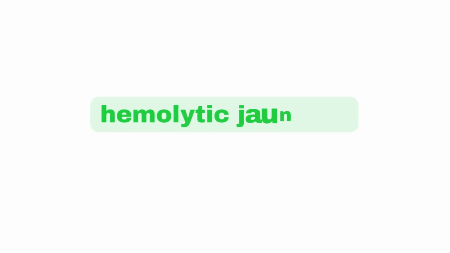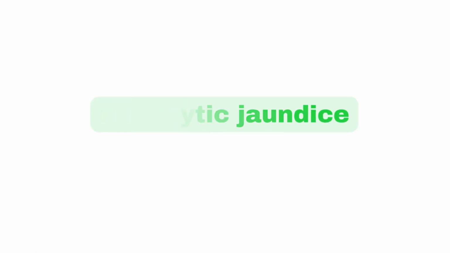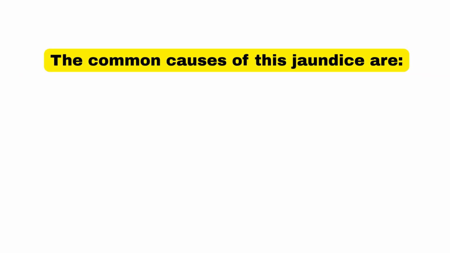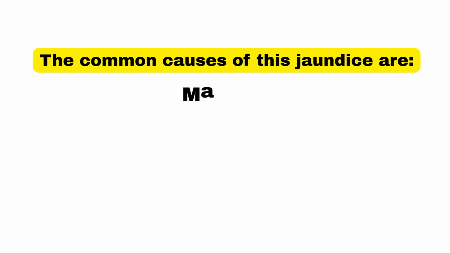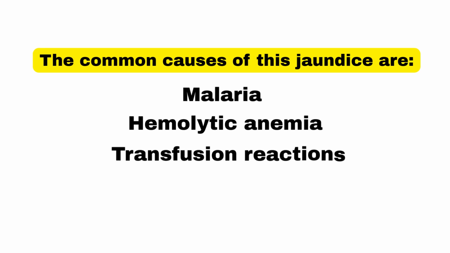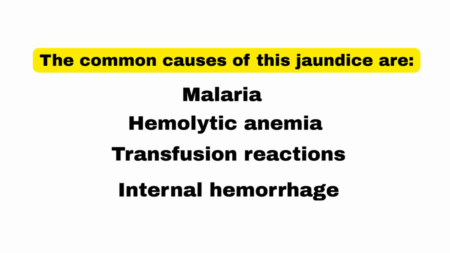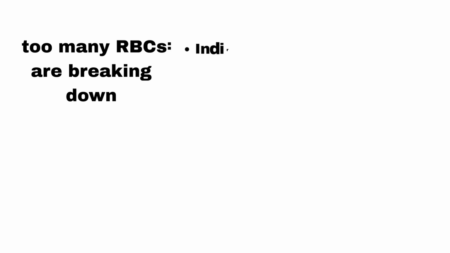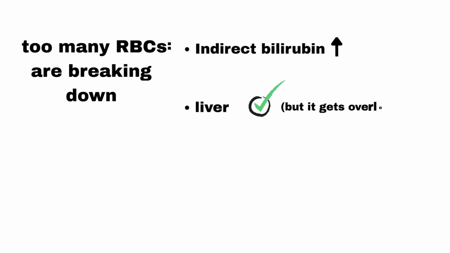Finally, hemolytic jaundice. Hemolytic jaundice occurs due to excessive destruction of red blood cells. The common causes of this jaundice are malaria, hemolytic anemia, transfusion reactions, internal hemorrhage. So, what happens? Because too many RBCs are breaking down, indirect bilirubin increases. The liver is normal, but it gets overloaded.